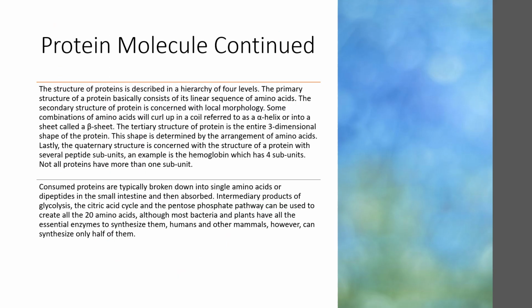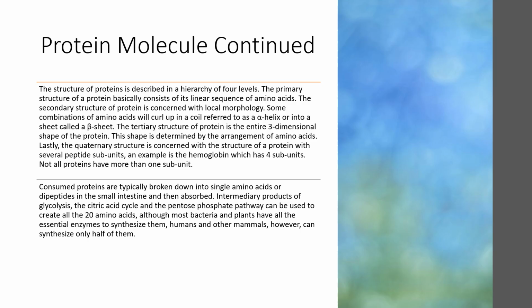The structure of proteins is described in a hierarchy of 4 levels. The primary structure of a protein basically consists of its linear sequence of amino acids. The secondary structure of a protein is concerned with local morphology. Some combinations of amino acids will curl up in a coil referred to as an alpha helix, or into a sheet called a beta sheet.